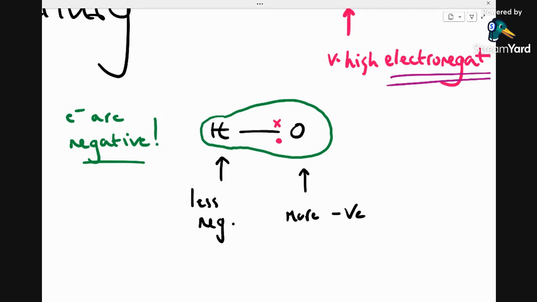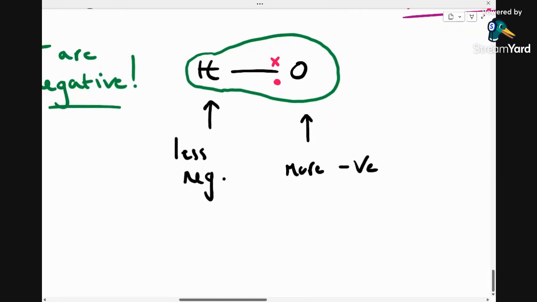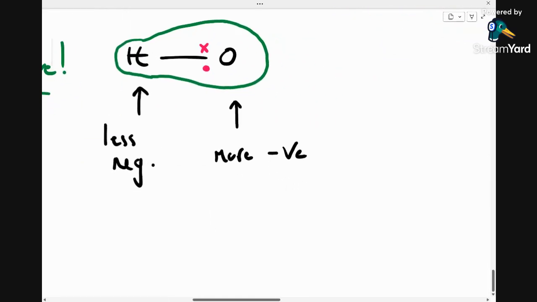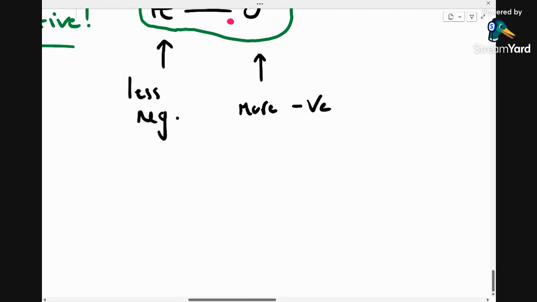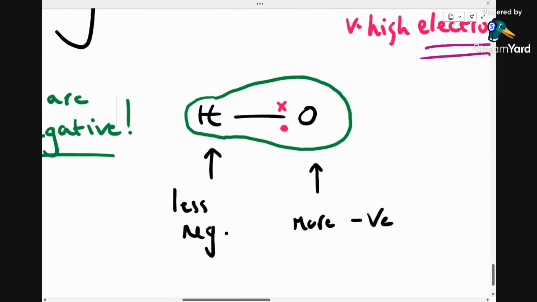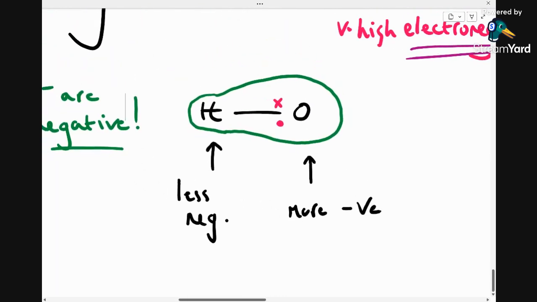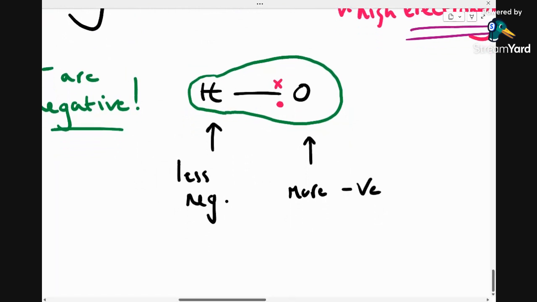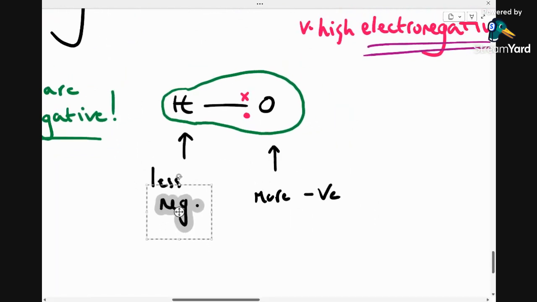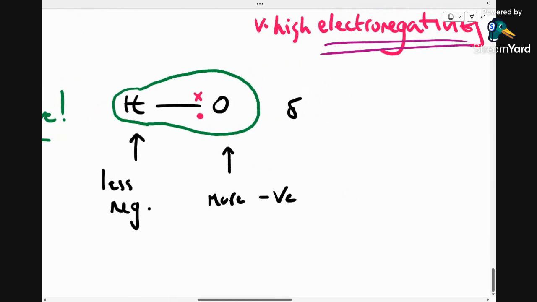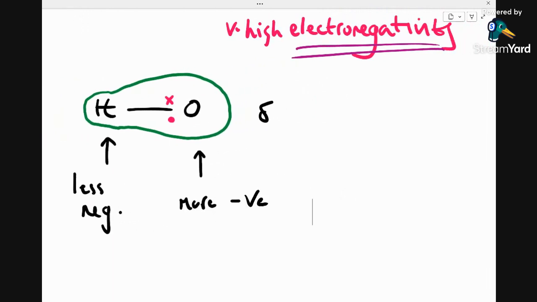So, what this means is that actually this bond is not a neutral bond. It's actually something that we call polar. And how we show that the oxygen here has a little bit of negativity compared to the hydrogen is we use the Greek letter delta, lowercase. This means partial, or a sort of slight, a little bit.